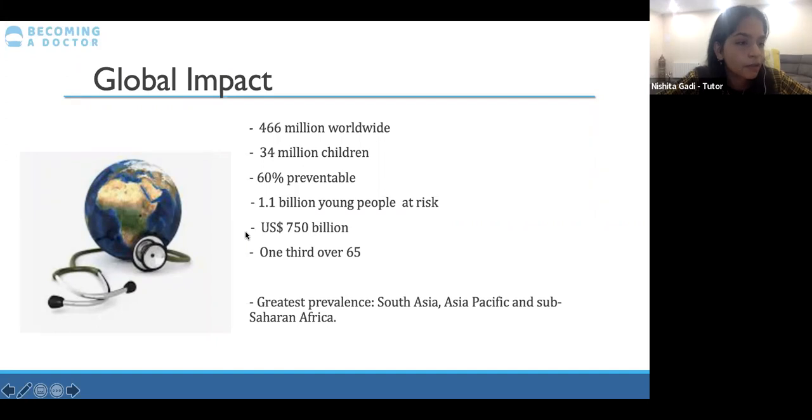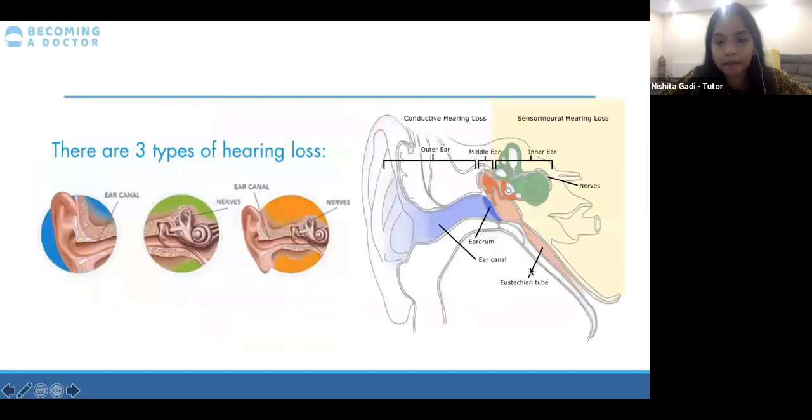Unaddressed hearing loss poses an annual global cost of $750 billion, and interventions to prevent, identify and address hearing loss are cost effective, and can actually bring a great deal of benefit to the individual. Over a third of the people over 65 do suffer from disabling hearing loss, and these areas of the world are where there is the greatest prevalence.